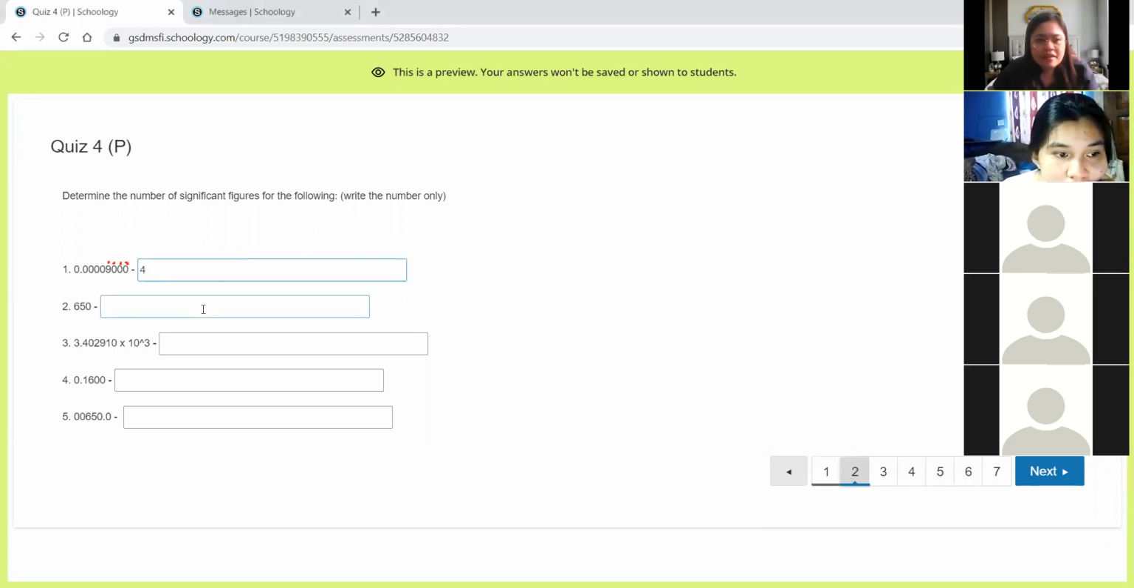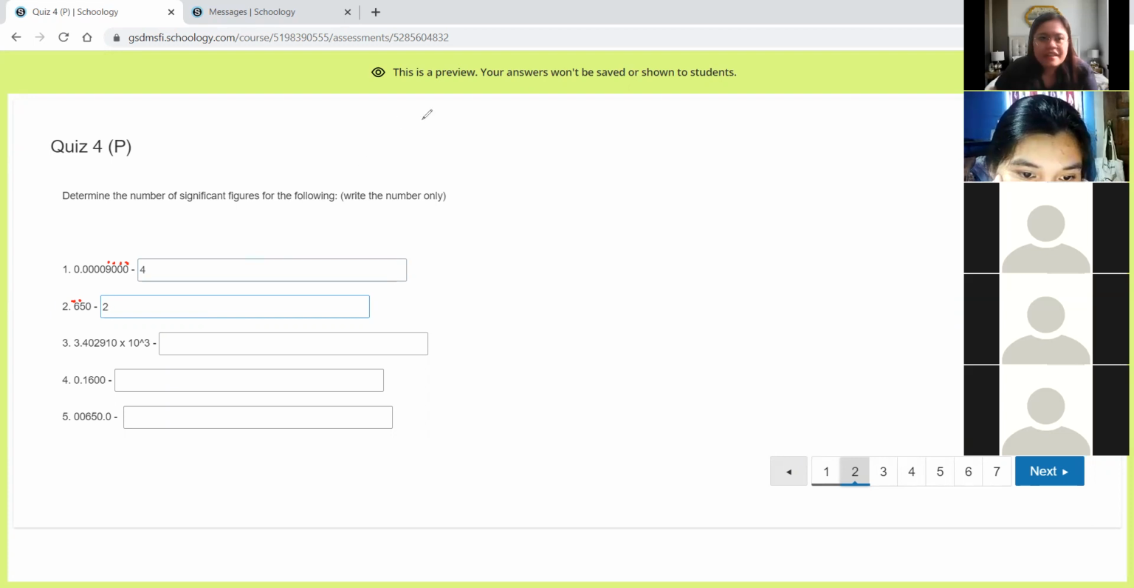Okay? You can unmute yourself if you have questions or send it in the chat. Now for number 2, of course 6 and 5 are both significant, while the 0 here is a trailing 0, but remember that we don't have a decimal point. When there is no decimal point, the trailing 0 is not significant. So the correct answer for number 2 is 2.